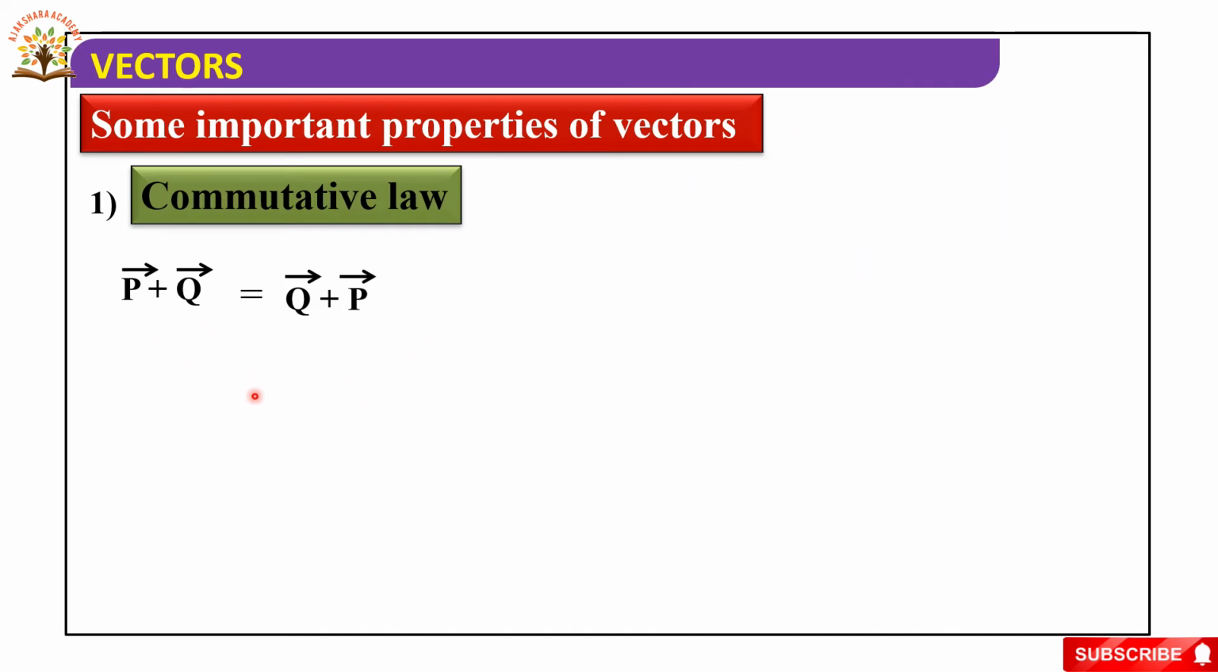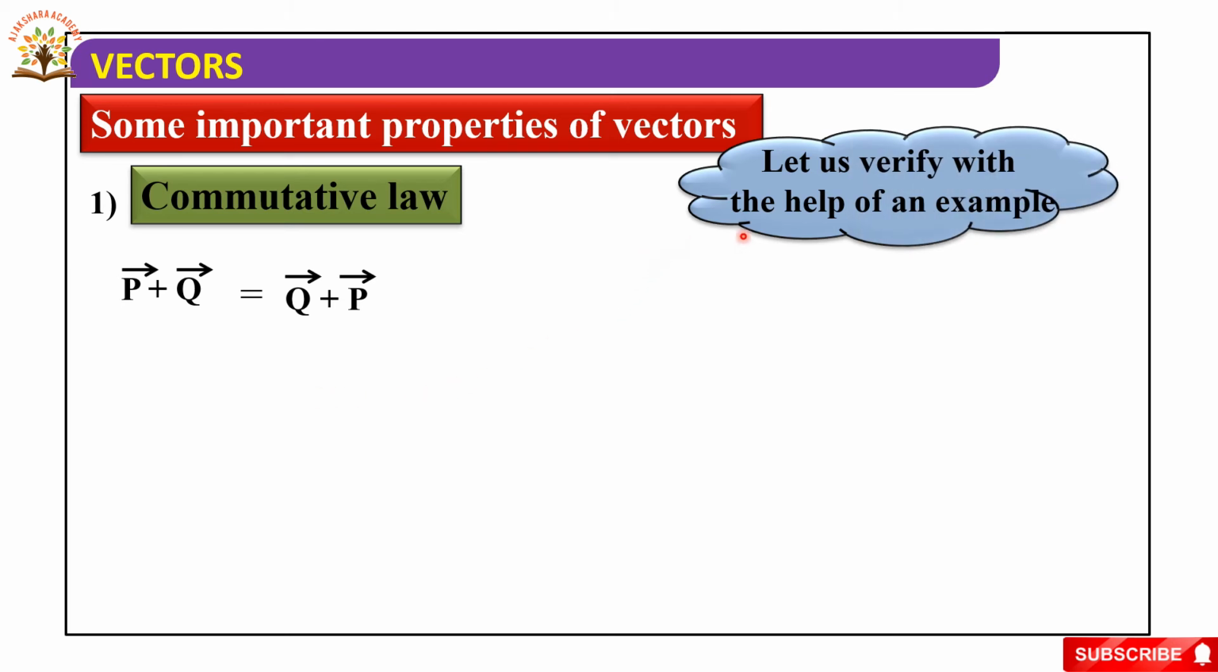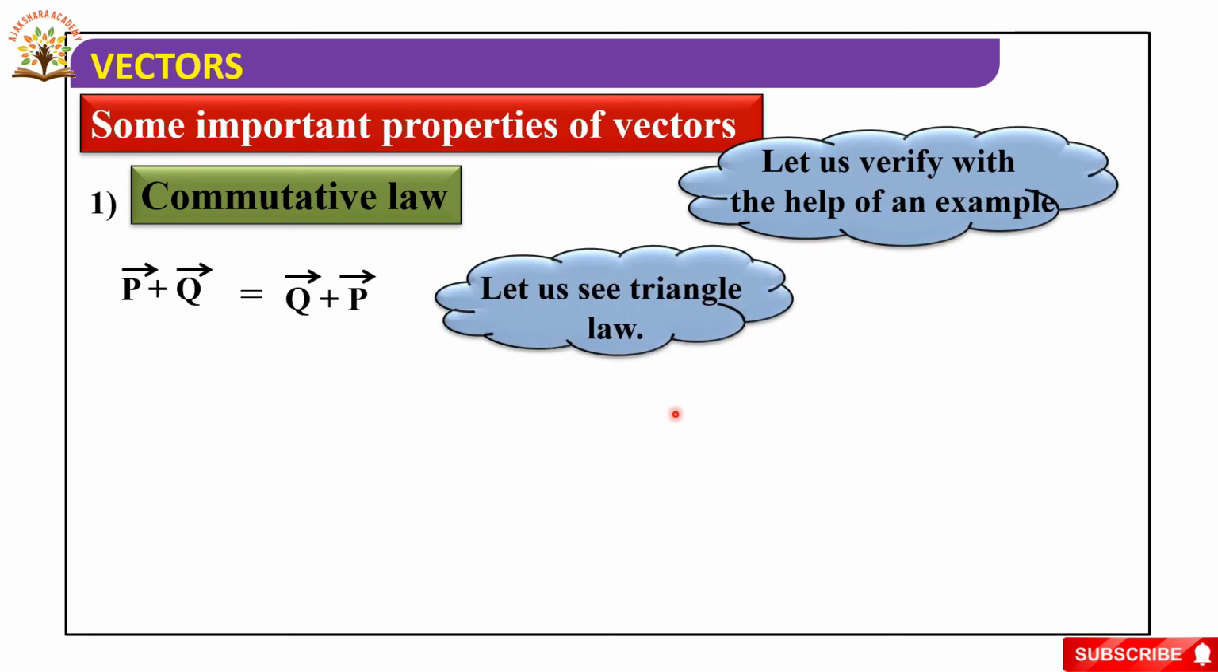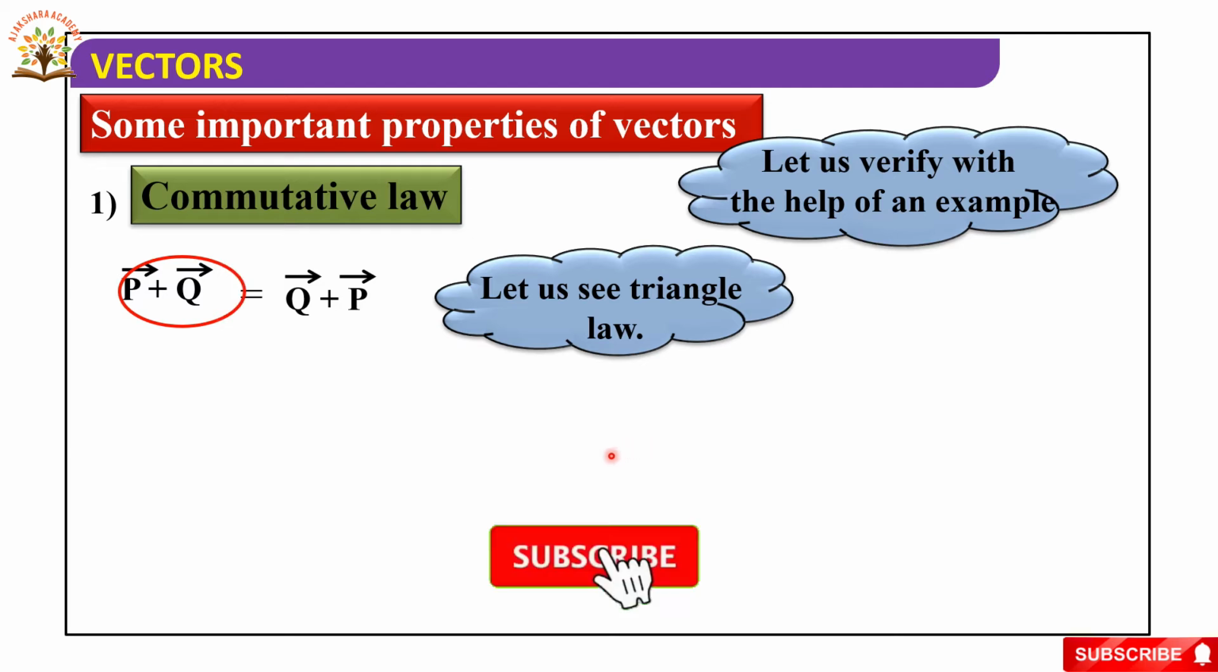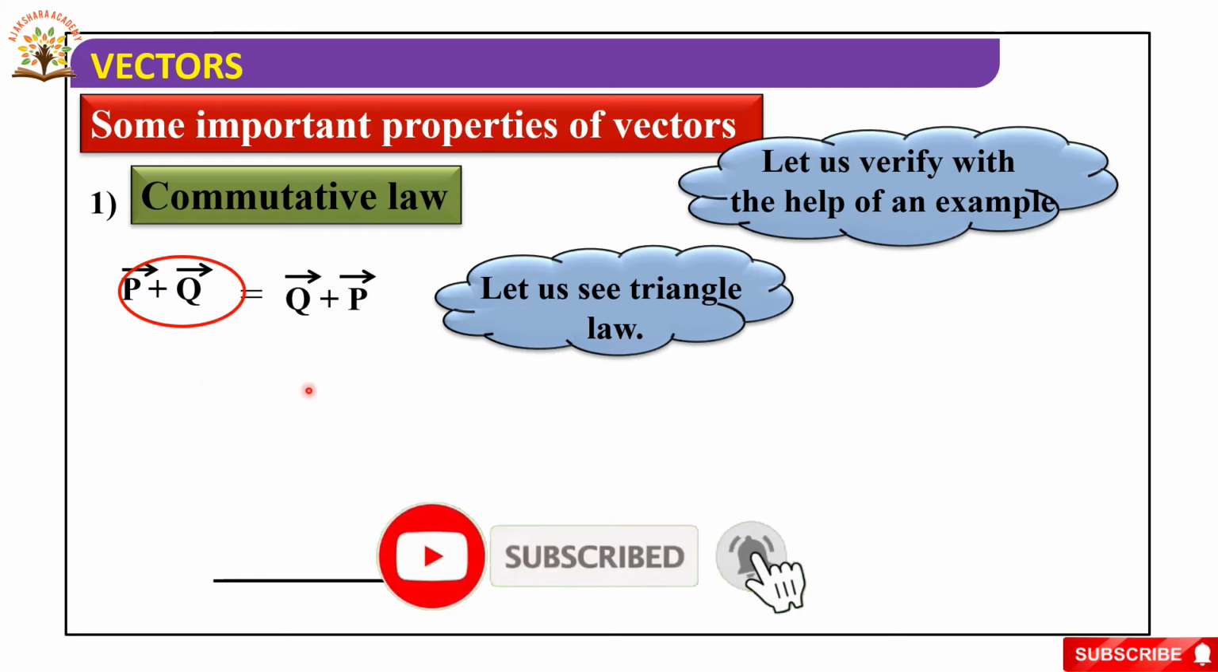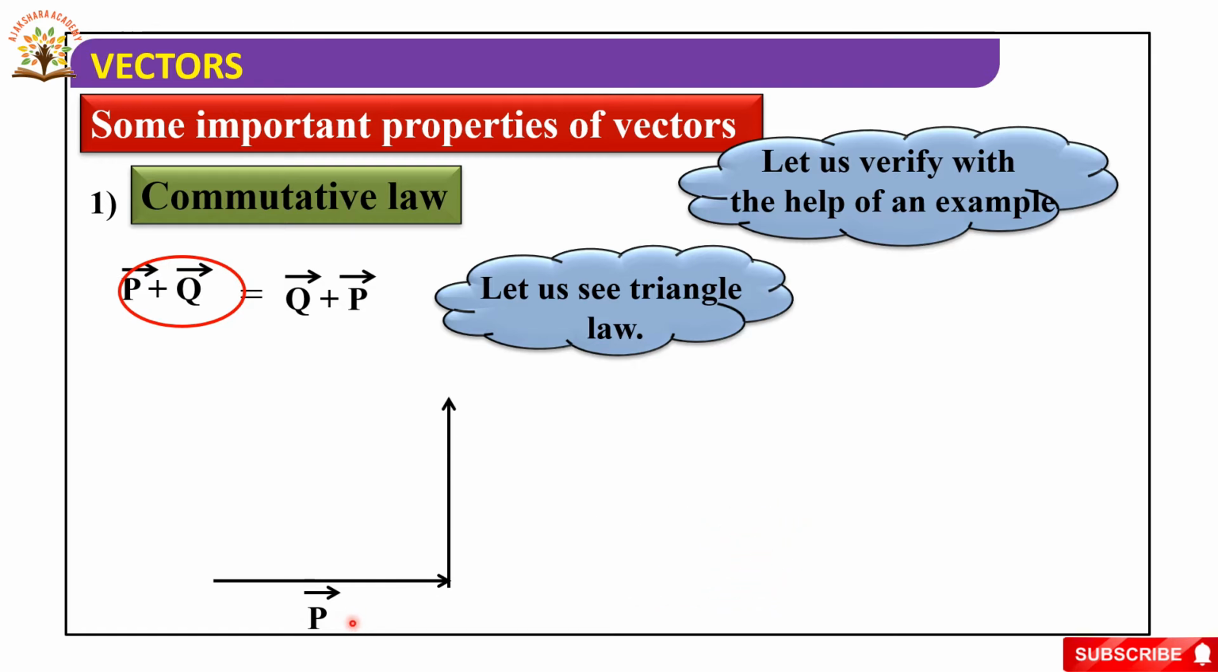Okay, next. Let us verify with the help of an example. Let us see the triangle law. P bar plus Q bar: here P bar is a vector and another vector is Q bar, which is perpendicular, and the resultant of these two vectors is P bar plus Q bar.